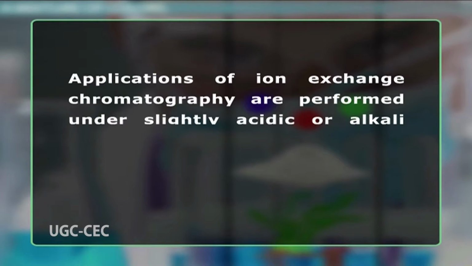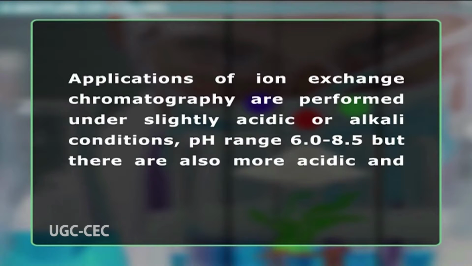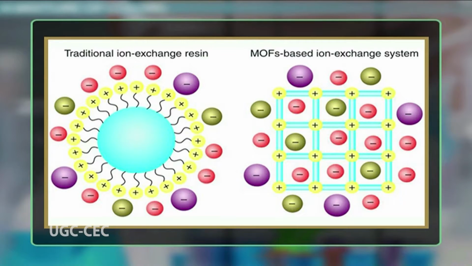Generally, applications of ion exchange chromatography are performed under slightly acidic or alkaline conditions, pH range 6.0 to 8.5, but there are also more acidic and more alkaline buffers. Additionally, the buffering component should not act as an eluting ion by binding to the ion exchanger. Anionic buffer components such as phosphate or MOPS in cation exchange chromatography, and cationic buffers such as ethanolamine, Tris and Tricine in anion exchange chromatography, are recommended.